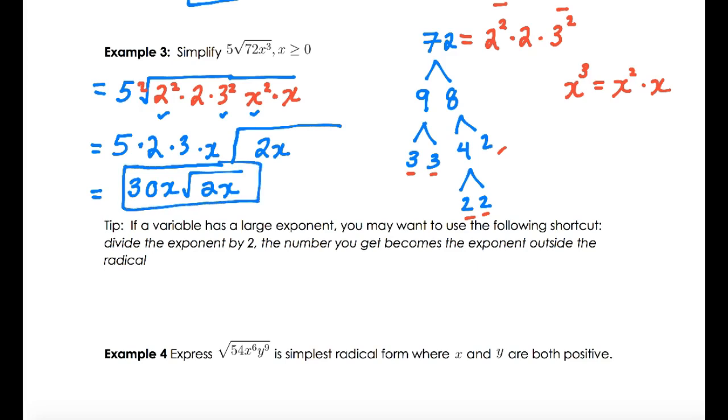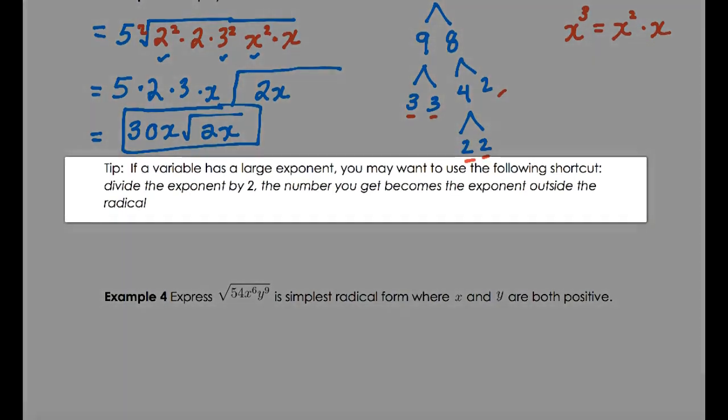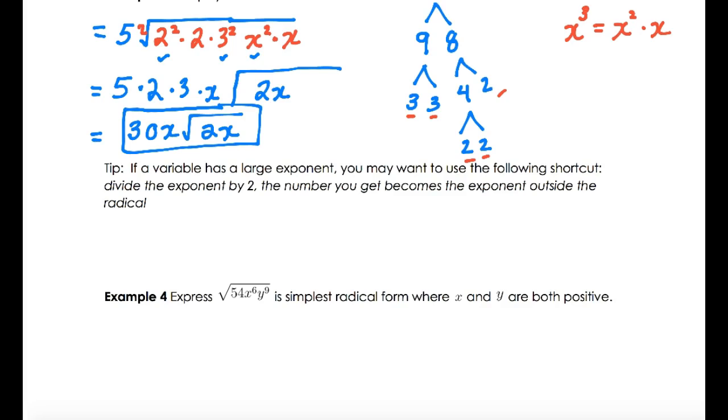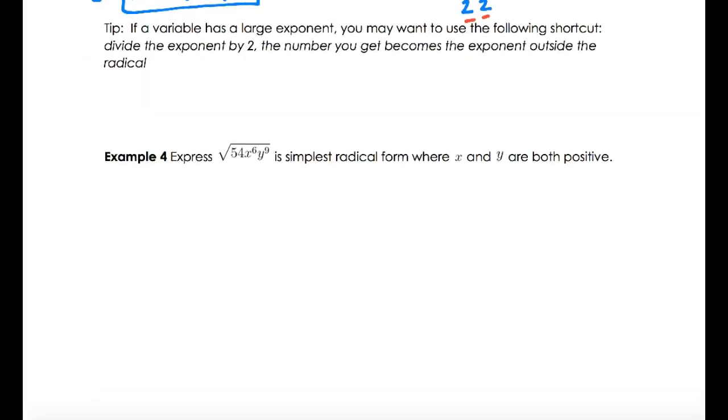Now, the next one I like here, tip: if a variable has a large exponent, you may want to use the following shortcut. Divide the exponent by 2. The number you get becomes the exponent outside the radical. And if there's a remainder, that stays inside the radical. So let's look at number 4. Express the square root of 54x to the 6th, y to the 9th in simplest radical form where x and y are positive. So, let's start with 54.